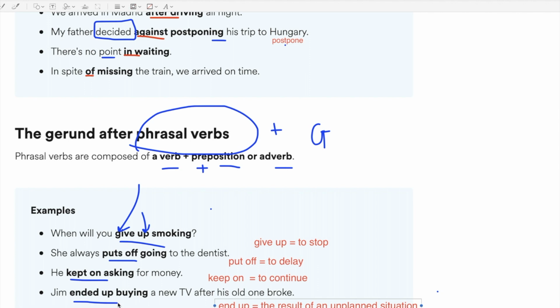So Jim ended up buying a new TV after his old TV broke. Did he plan for the TV to break? No, he didn't. It was unexpected. So he ended up buying a new TV.